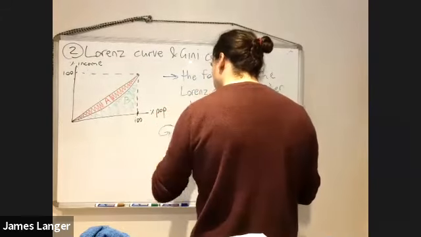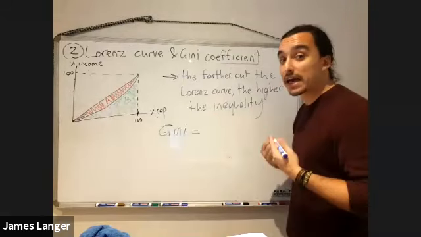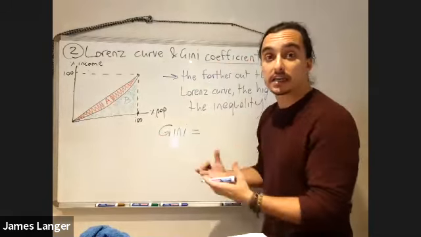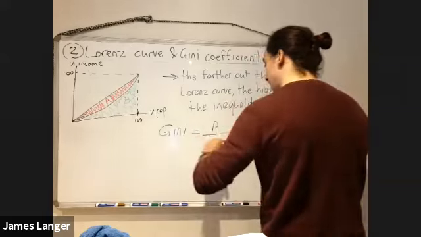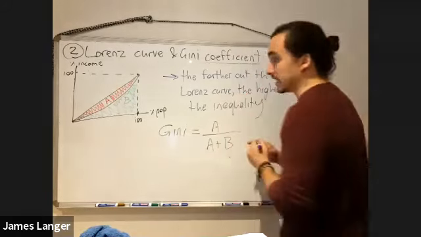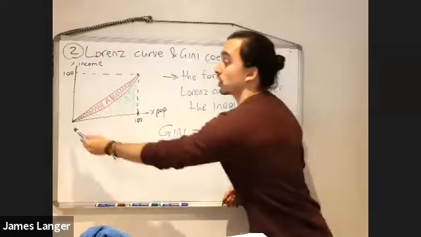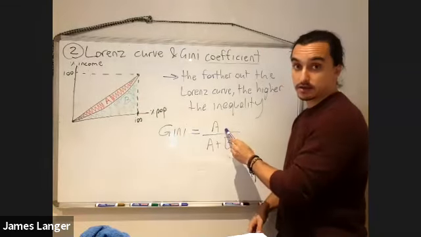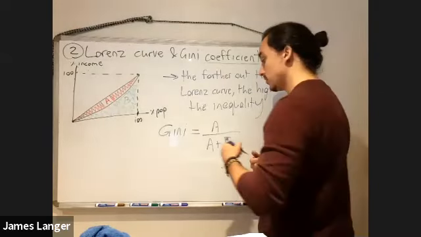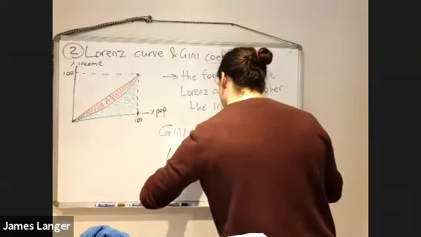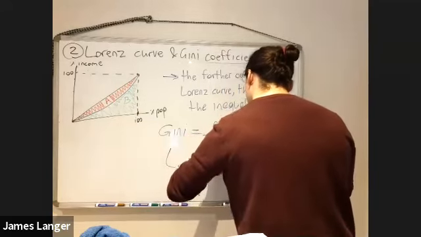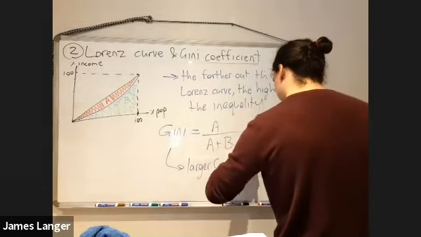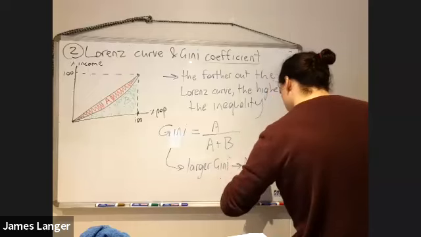And our Gini coefficient is going to basically just say how much of this full triangle is being eaten up by A. The Gini coefficient is going to be A over A plus B. So we just want to know what portion of this total triangle, the A plus B, is made up of A. The larger the Gini coefficient, larger Gini means larger, more economic inequality.